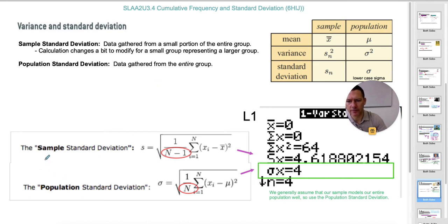Sample standard deviation is this piece, and they vary slightly in how they are calculated. One just has an n-1, and it represents a smaller piece, as if you didn't sample everybody. The population standard deviation assumes that you've sampled everybody and doesn't have this little modification. We won't use this. We will always use this, but I just wanted you to see the difference. There's a little modification for if you've polled everybody or not. Anyway, we're always going to use this one. It's population.